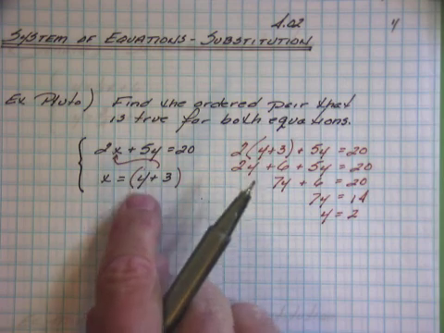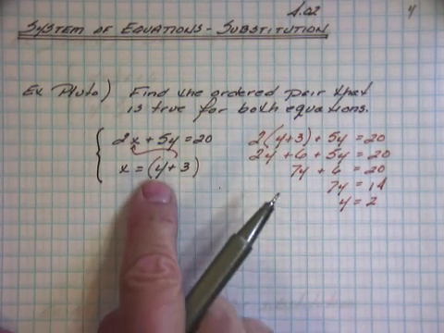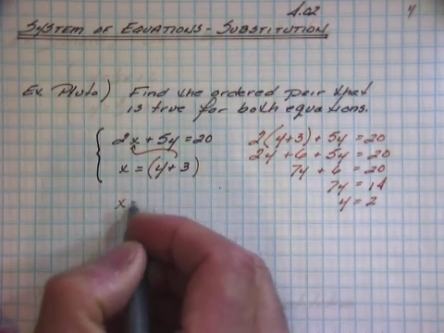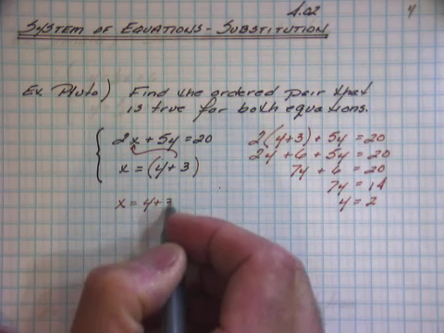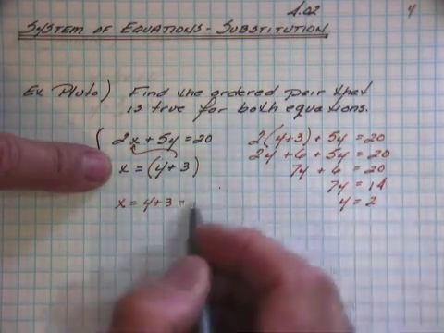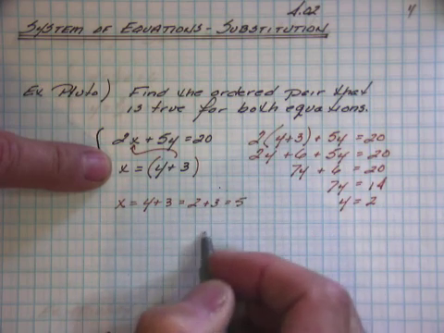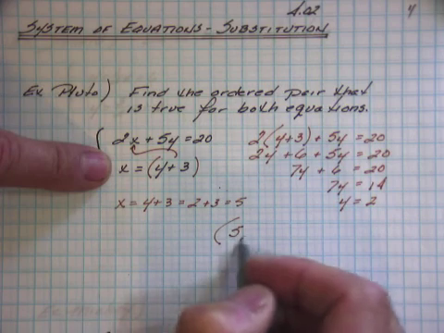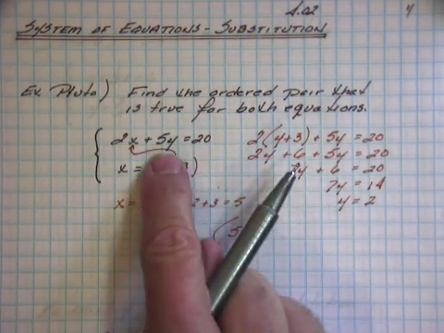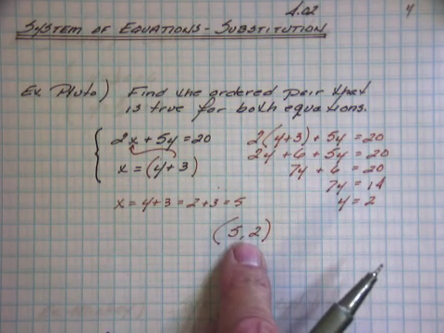And you can plug that y value into either one of these equations to figure that out. I think it's easier to do the second equation because it's already solved for x. It's very easy to go x equals y plus 3. That came from right there. Put in the y of 2. 2 plus 3 is 5. So my answer is 5, 2. This is where these two graphs would intersect if we graphed them.